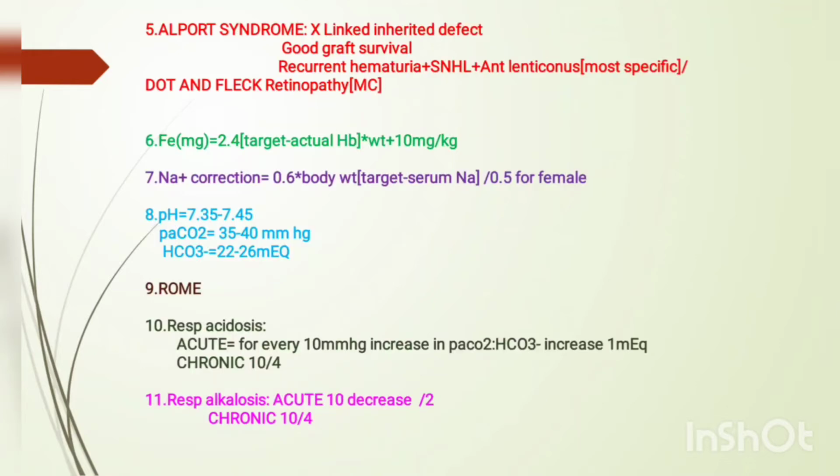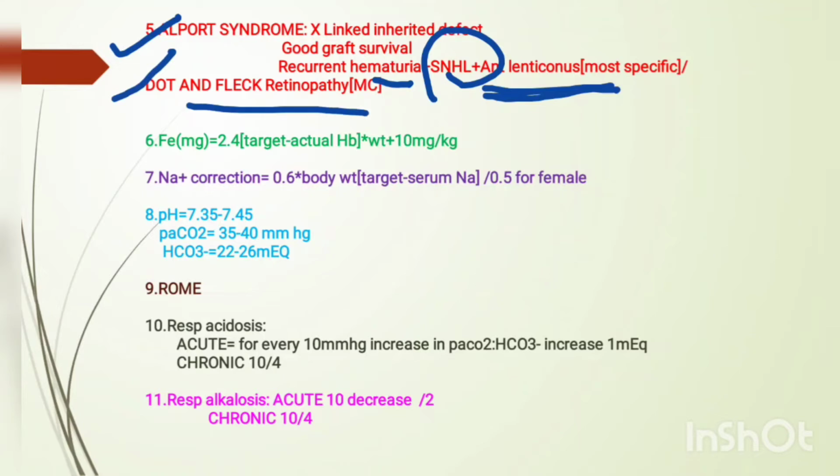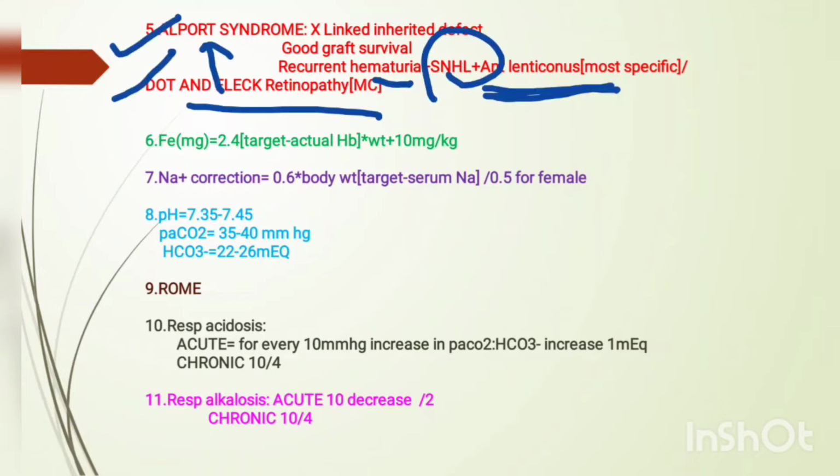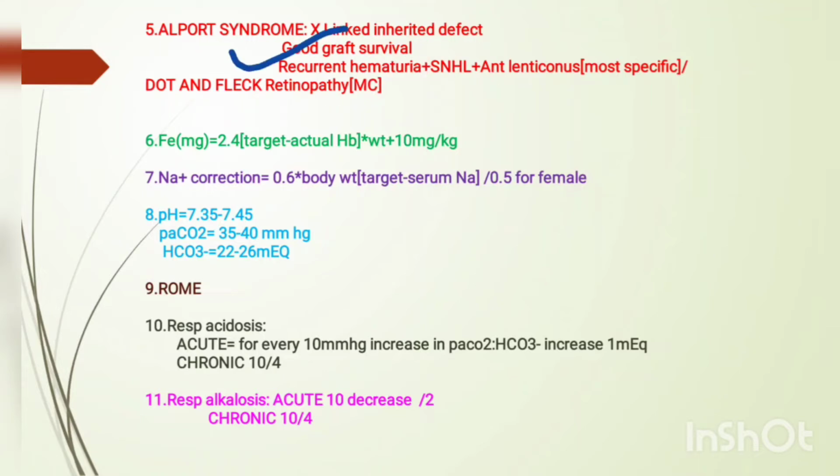Now, remember, you will be given a clinical scenario, like for Alport Syndrome. The clues in the question will be recurrent hematuria, sensorineural hearing loss, and anterior lenticonus, which is the most specific, and the most common eye-related finding is dot and fleck retinopathy. So the answer to that question will be Alport Syndrome. These clues will be given, and it is an X-linked inherited defect, and it has good graft survival.